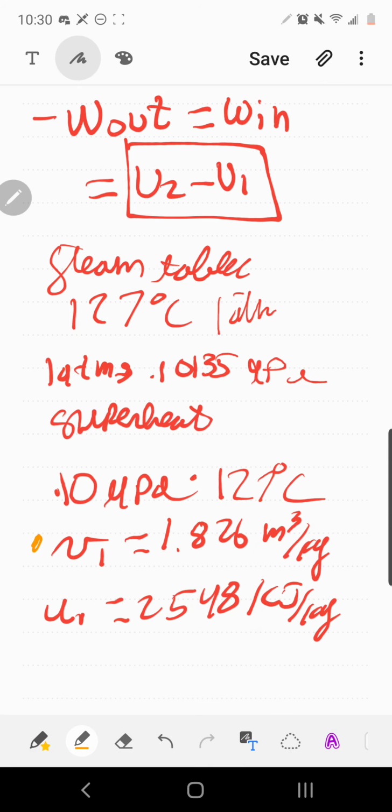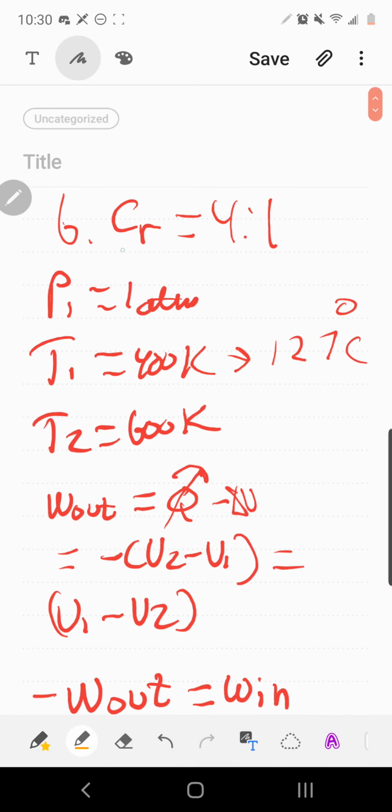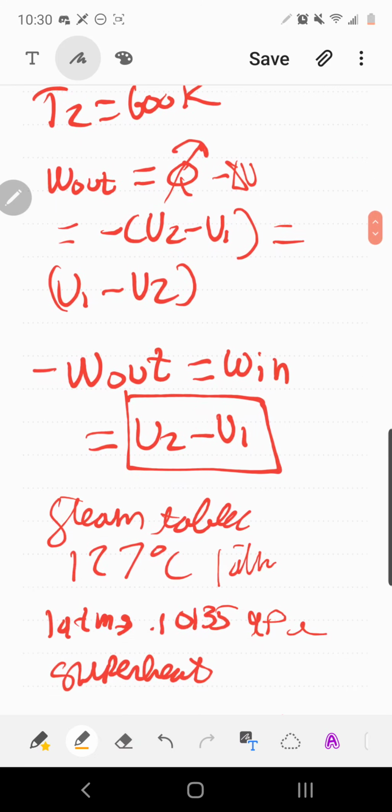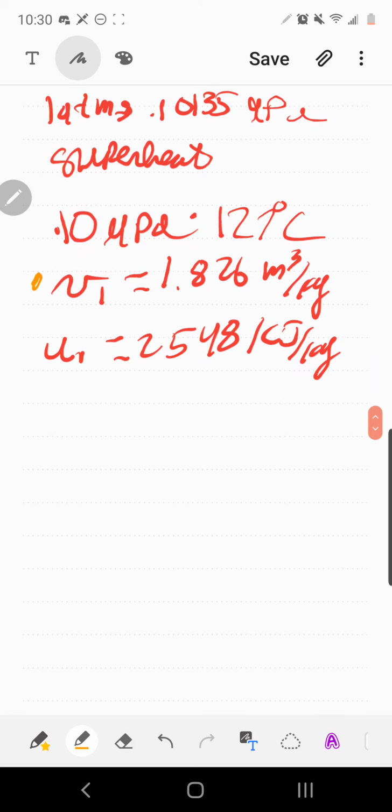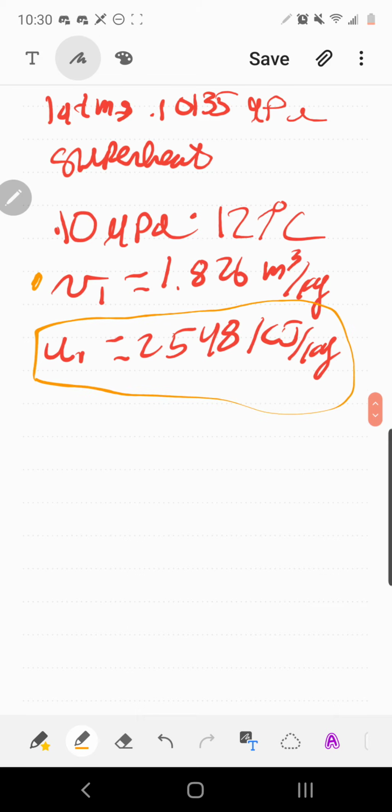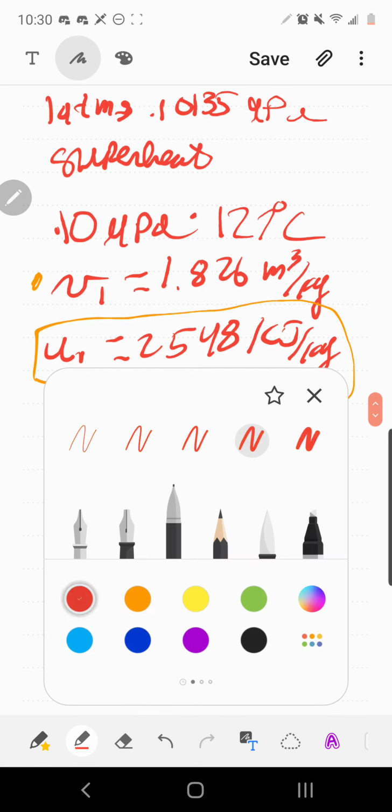Now you may wonder, why did we calculate this term? Well, if you remember, at the beginning of this we were given a compression ratio, a ratio for the two volumes, 4:1. We're going to need this to find our specific volume for the second state, and we can use that to go back into the tables to find our U2. So we'll keep this.